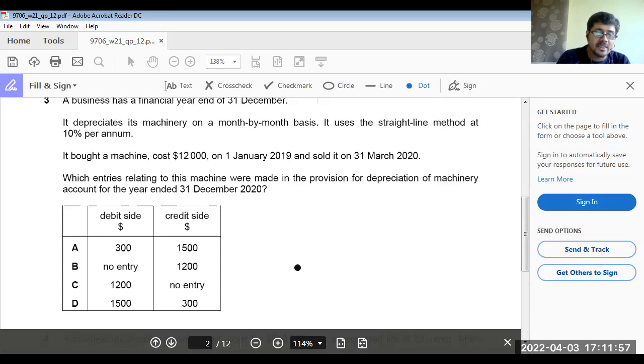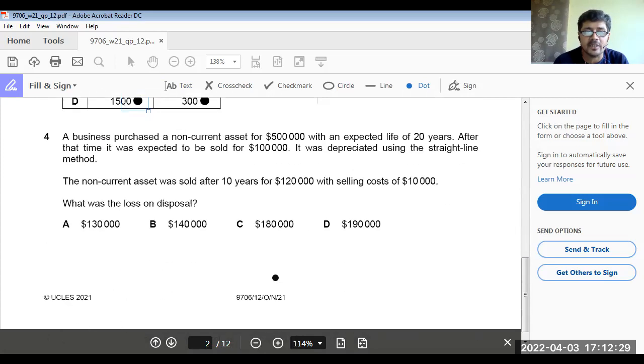Now, what will happen? Because he's using straight line method, 12,000 multiplied by 10% is 1,200. So depreciation for 2019 is 1,200, and 2020 is only 300 because it's used for the first quarter of the year. So that is 1,200 divided by 4, 300. It means on 31st March 2020 we record 300 on the credit side of the provision and 1,500 on the debit side of the provision, to transfer the provision for depreciation to the disposal account. Okay. Now question number 4.